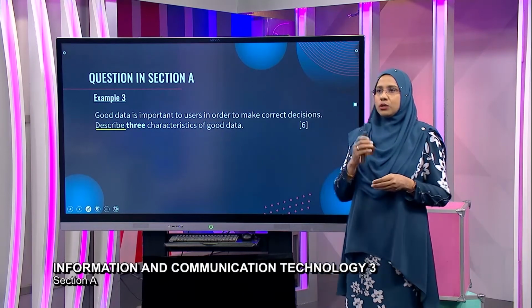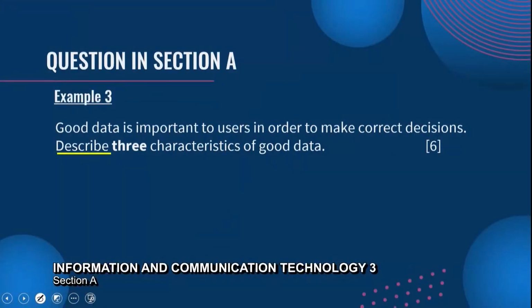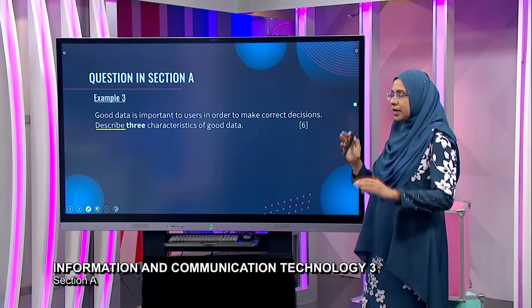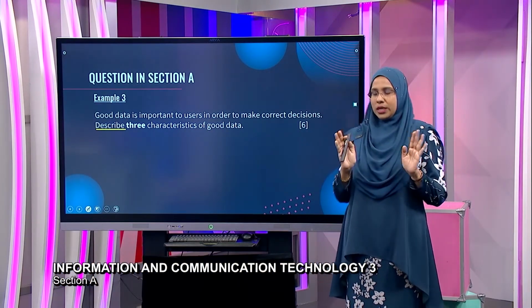Another question. Good data is important to users in order to make correct decisions. So you are given some information about data, and then the question asks to describe. Describe means a long answer. Three characteristics of good data. Marks given: 6 marks. So we know that it is 2 marks for each. Okay, so how to write? Again, no essay, please. No essay.